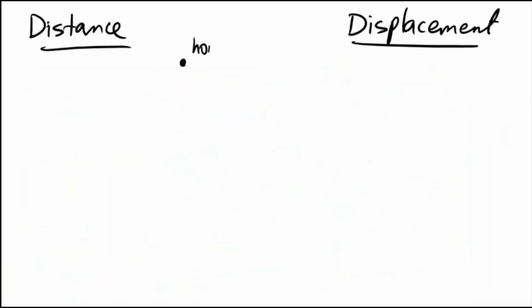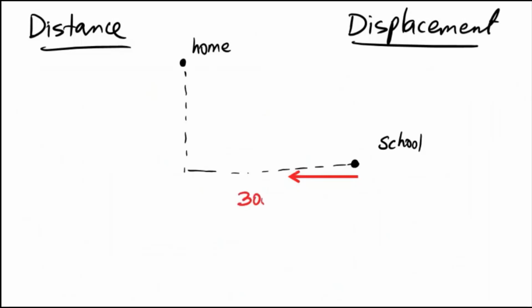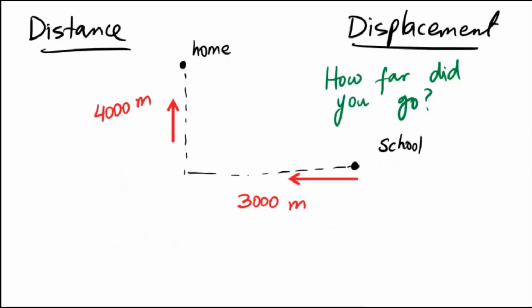Now let's look at distance and displacement. Before we talk about what it means, we can take an example of going from school to home. Let's say we're going from school and we traveled 3,000 meters, then we went home and we traveled another 4,000 meters. So distance is defined as the length of the path that you have traveled.